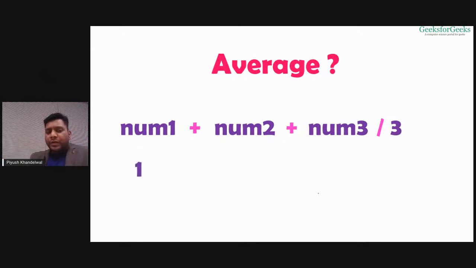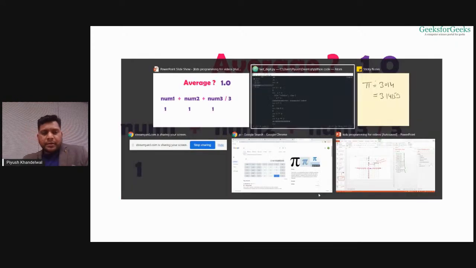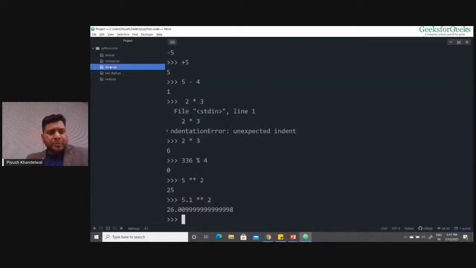Now if the value of num1 is 1, num2 is also 1, and num3 is also 1, then the average should actually be 1.0, right? This makes sense. If I'm computing the average of all ones, the average is going to be 1.0, right? Now let me write a program for this and see whether I'm getting the average 1.0 or not. Okay, so this could be my demo.py.